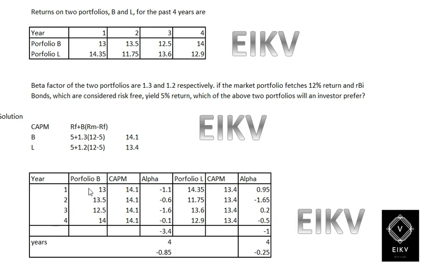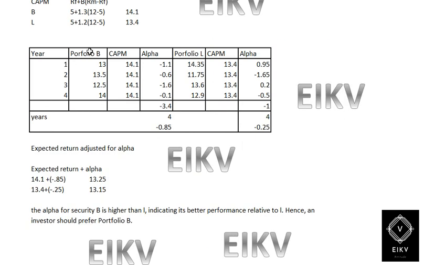Now we have the portfolio return of B, which would be 13, and we need to compute the alpha factor. For the computation of the alpha factor, we need to have a table.